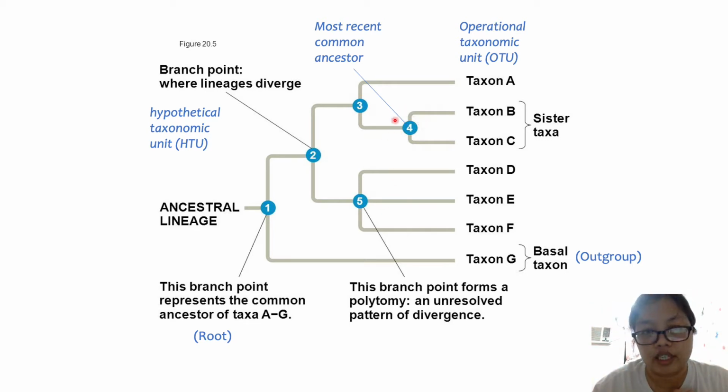And then number 4 here, the branch point number 4, represents the most recent common ancestor. For example, number 4 leads to the branching of the OTUs, the operational taxonomic units. So this means that number 4 is the most recent common ancestor of taxon B and taxon C. Lastly, we have here a basal taxon. Usually in this kind of tree with the ancestral lineage, we always include an outgroup or basal taxon. This taxon represents organisms with basal characteristics, or the least derived characters from the ancestral lineage. Right? I hope you understood.